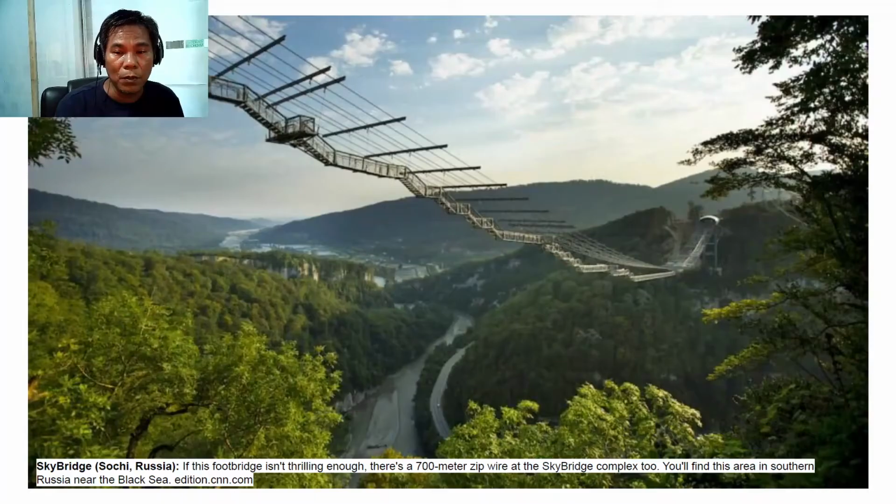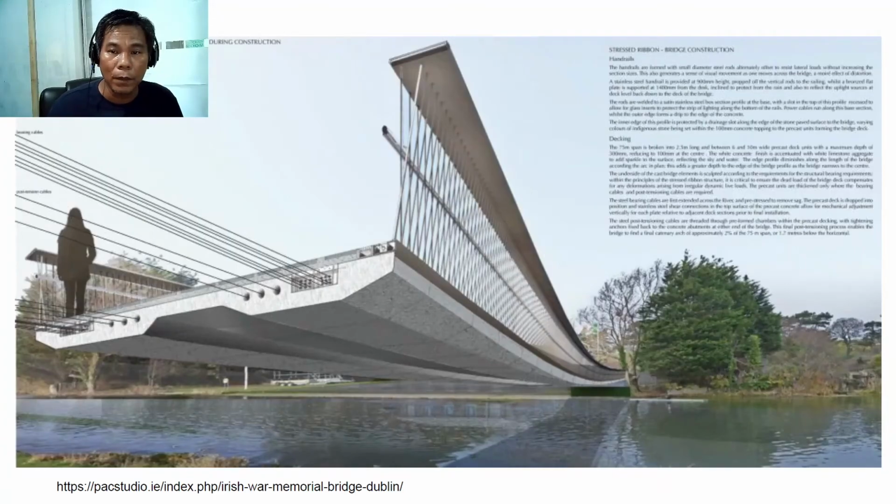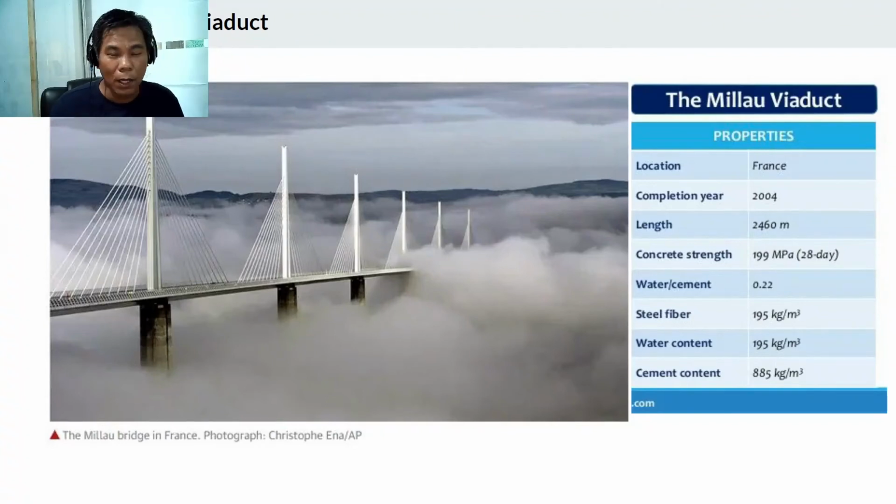Also, we have the cable suspension structures. This is the Sky Bridge in Russia. As you can see, or you can imagine, this is purely in tension. Also, we have the stress ribbon bridge construction, which uses tendons to carry the whole structure in tension. Also, we have the Millau Viaduct, which is a cable-stayed bridge.